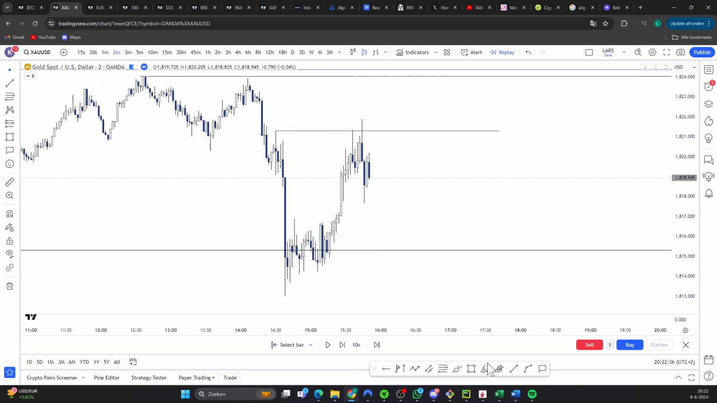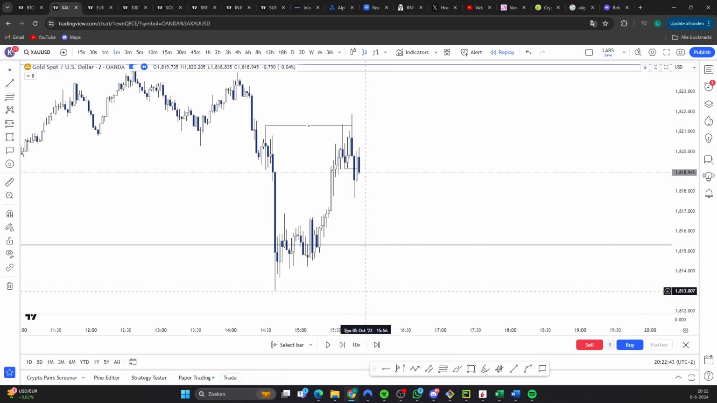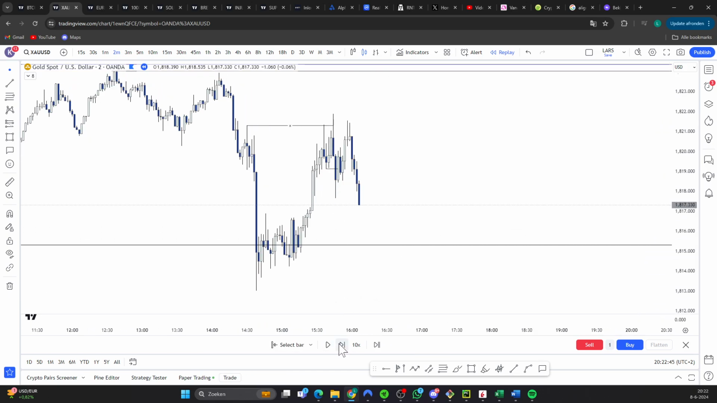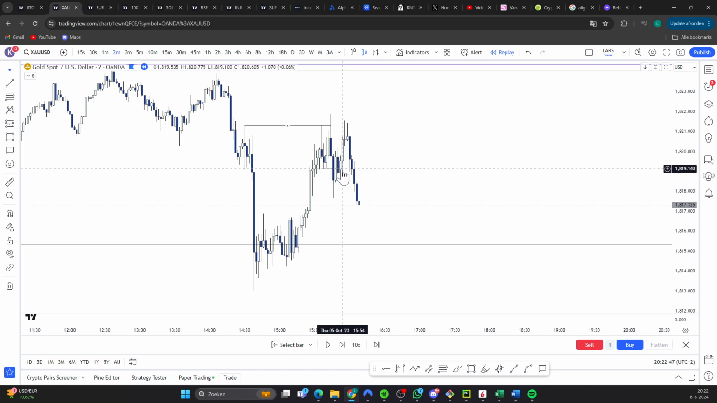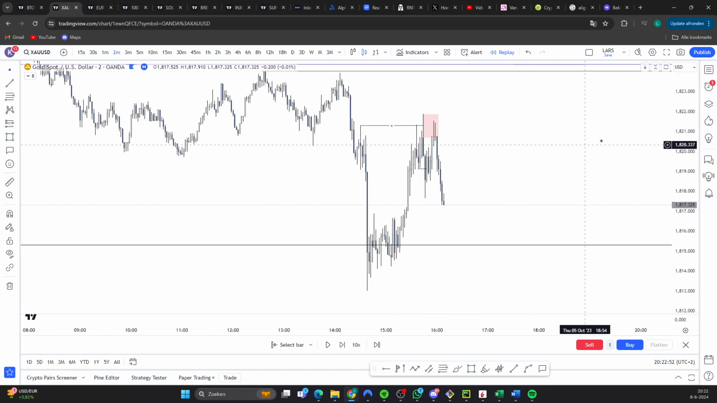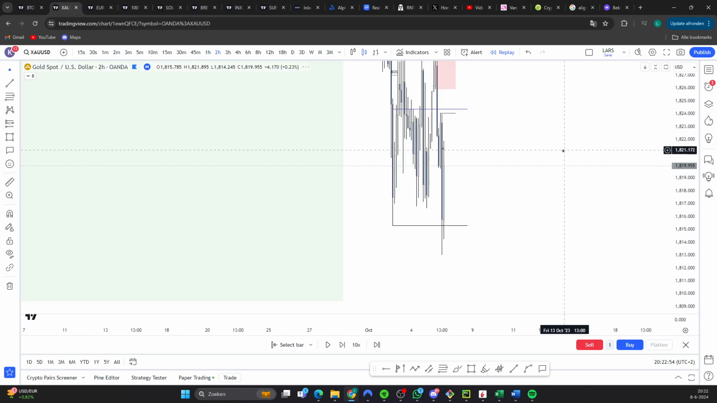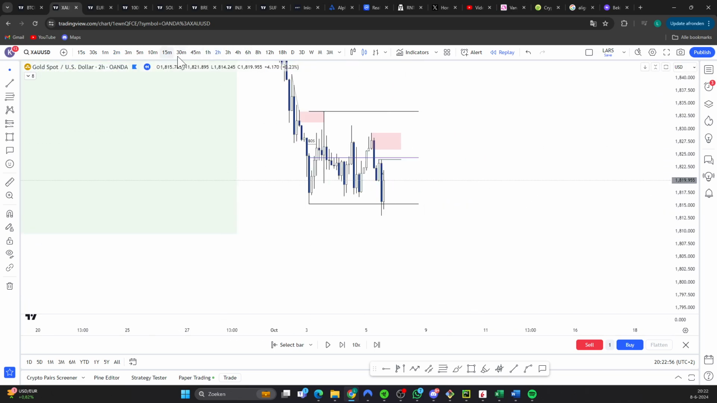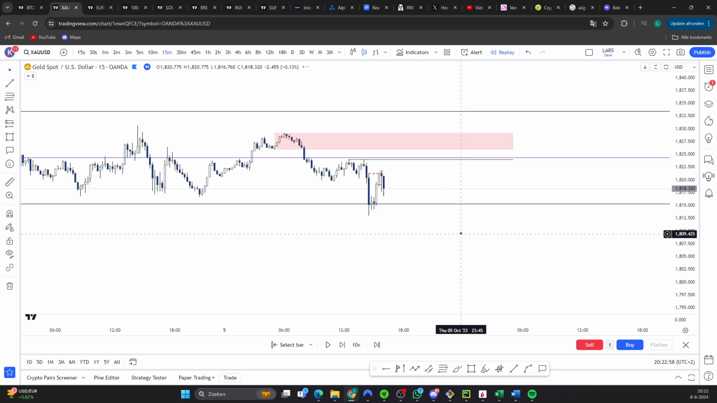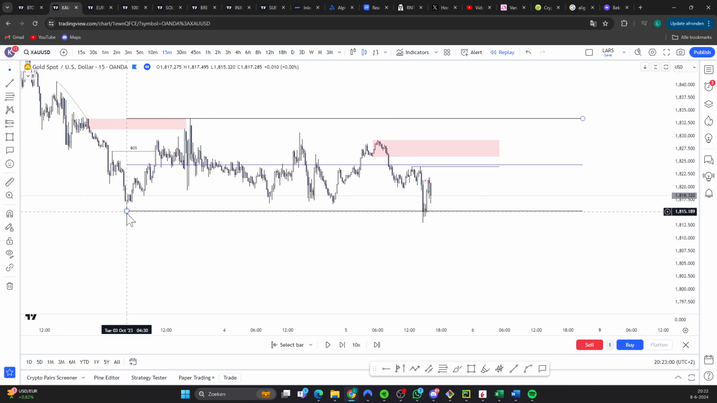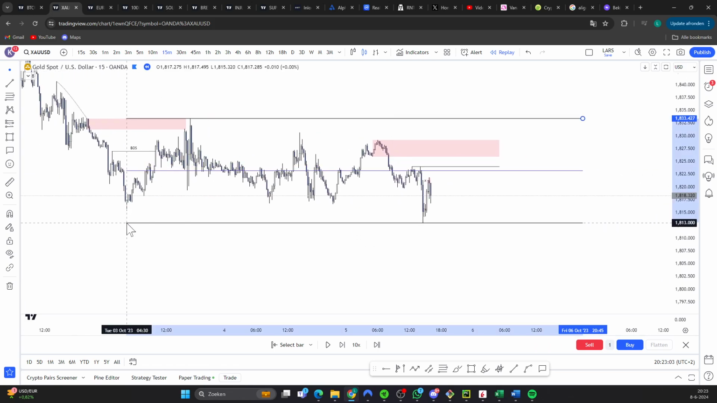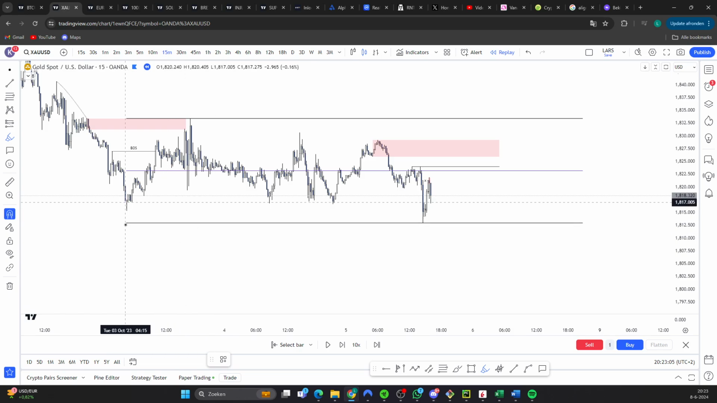We actually kind of SFP'd that while breaking it back to bearish. So that's not the most bullish sign in the world. This will probably be wick supply. We're always going to watch for a Model 1.